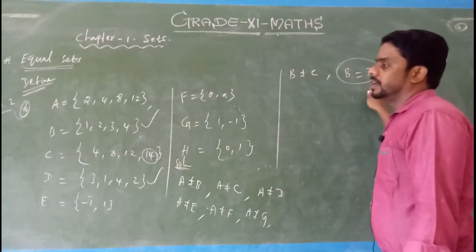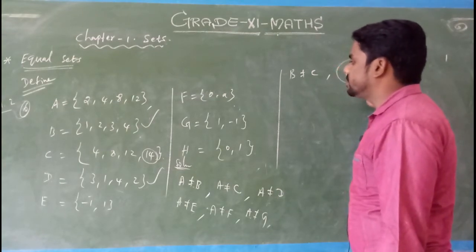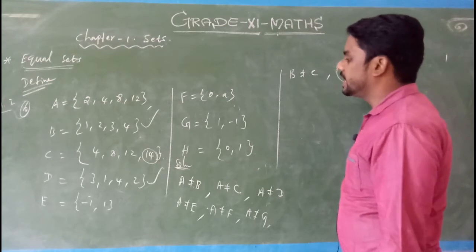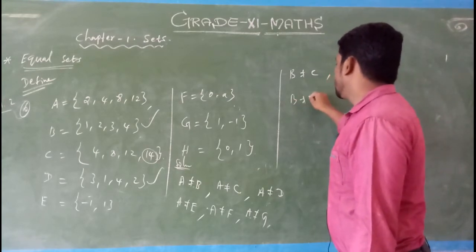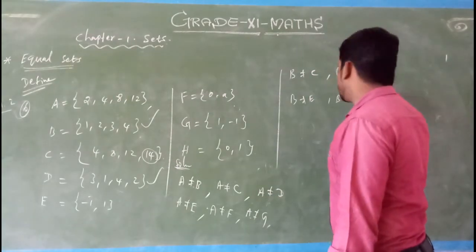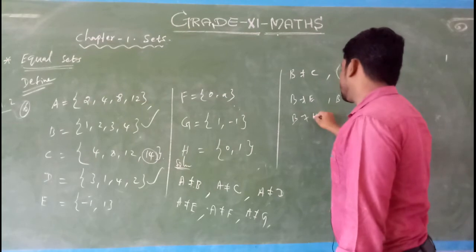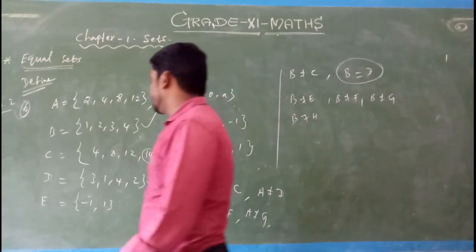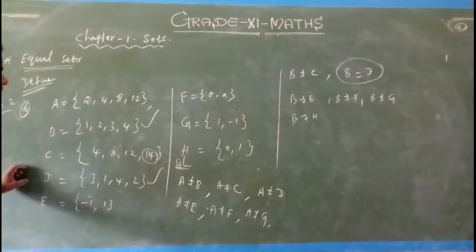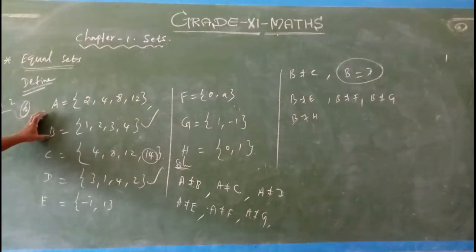Okay, next step. B and E, B and F, B and G, B and H are not equal. So B is not equal to E, B is not equal to F, B is not equal to G, and B is not equal to H. Okay, next step. Compare the set D with the other sets. D is equal to B only. Otherwise, the other sets are not equal.